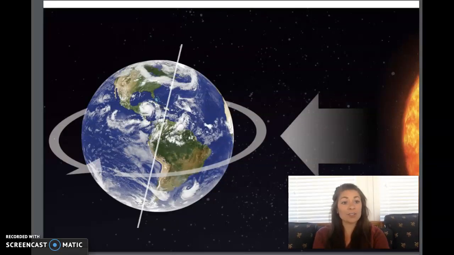Right now, Earth is moving. Even though you cannot feel it, Earth is always moving in space in two ways. The first way the Earth moves is called rotation. Rotation is the movement of Earth around its axis. This controls the cycle of daytime and nighttime.